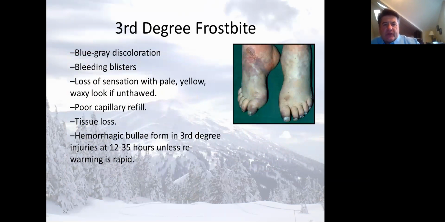Third degree frostbite, you get this blue-gray discoloration, and here's where you get true bleeding blisters. They're hemorrhagic, they're blood-filled. Just like a third degree burn, where you can't feel a burn that's third degree, you get loss of sensation with pale yellow, waxy looking skin, and you get poor capillary refill. There is going to be a significant amount of tissue loss, and these hemorrhagic bullae, these blood-filled blisters, will form in third degree injuries at about 12 to 35 hours.